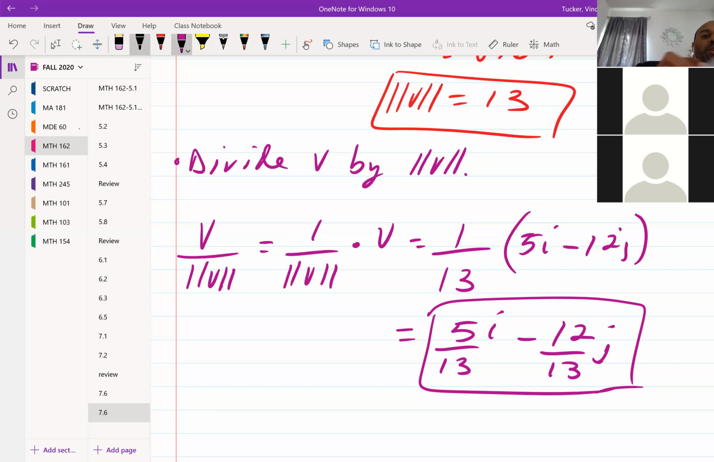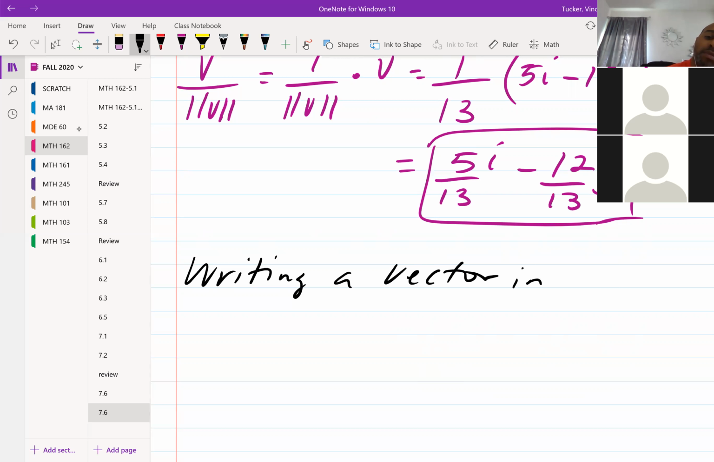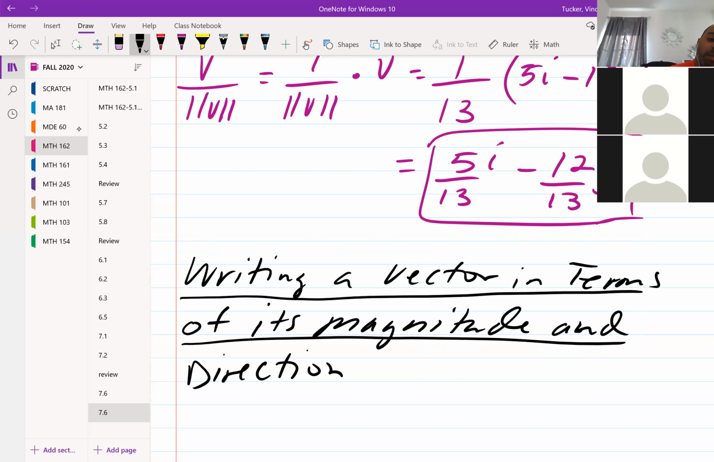All right. So the other thing I think, yeah, this is it. I could have put that in your video. All right. So next thing in here: writing a vector in terms of its magnitude and direction.